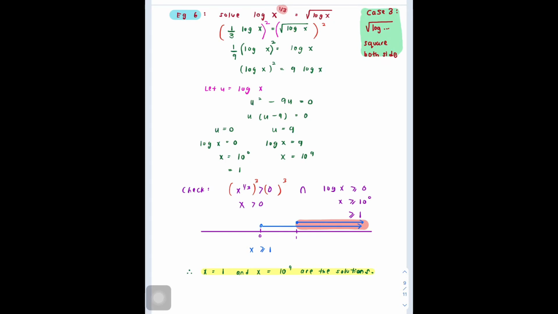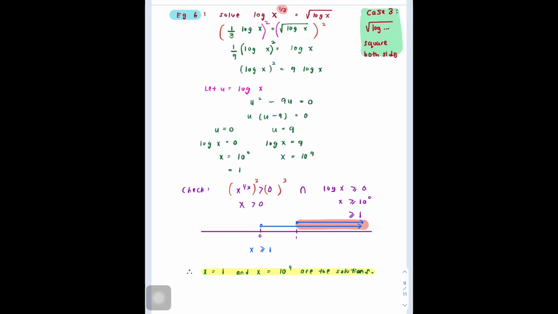And then substitute back. You have log x is equal to 0. So x is 10 to the power of 0. If the question just states log, understand that the base is 10, which is the common log. So base here is 10. Okay, so log x is equal to 9. X here is equal to 10 to the power of 9. So you have two answers for the x value. 10 to the power of 0 is 1. 10 to the power of 9 is a big number, so just write as 10 to the power of 9.